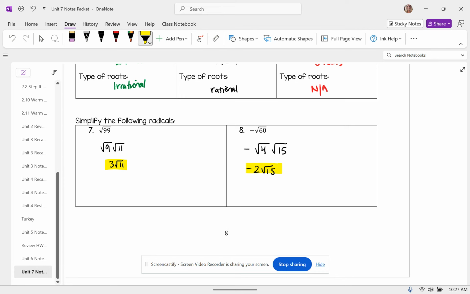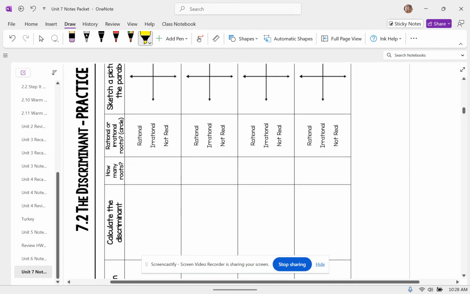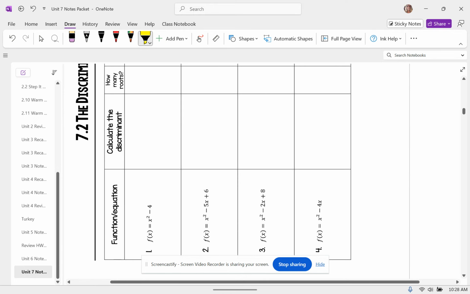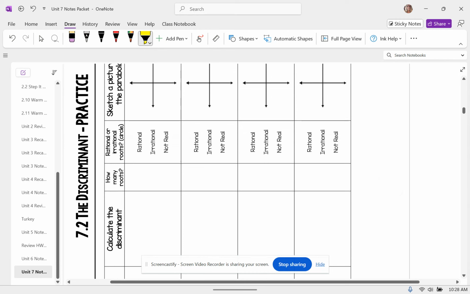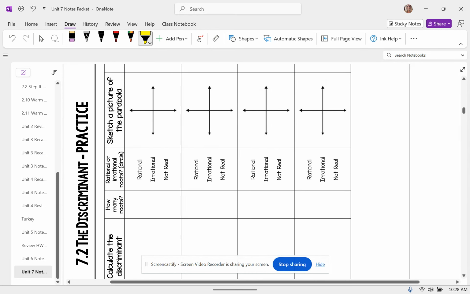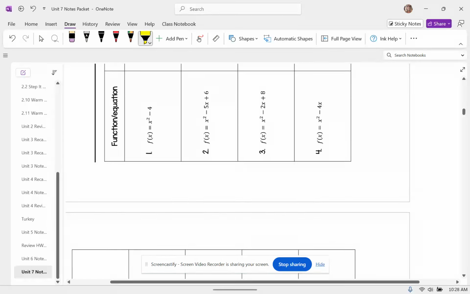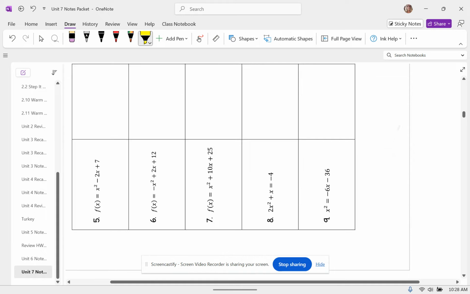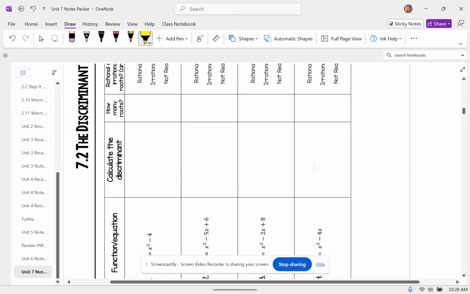That's my answer. All right, let's look at the practice that we have to do today. It says that we need to take the function or equation, calculate the discriminant, say how many roots it has, say whether they're rational or irrational, and then circle one, and then sketch a picture of the parabola. Then factor if it's factorable. Okay, this is sideways for me, which is very irritating. Let's see if I can fill this out sideways maybe.